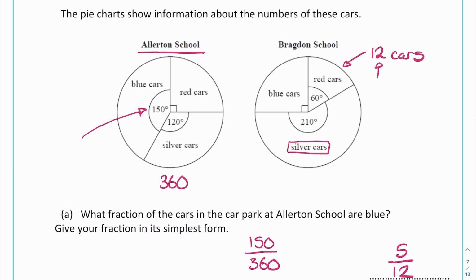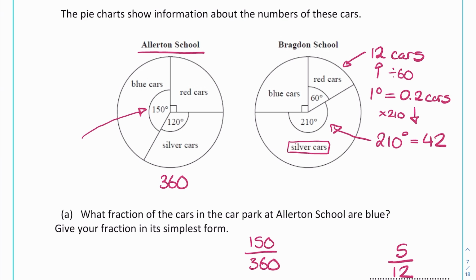That would tell us that 1 degree, if we divide by 60, is going to be equal to 12 divided by 60, which comes out as 0.2. Obviously we can't have 0.2 cars, but we also don't have 1 degree in the pie chart. For the silver cars, we have 210 degrees. So 210 degrees is going to be equal to 0.2 times 210. On the calculator, I'm just going to times by 210, and that gives me 42 cars.